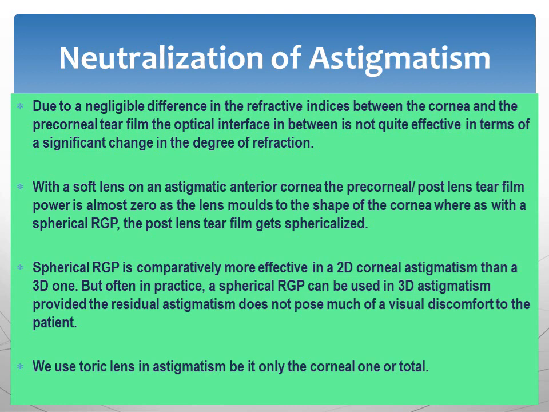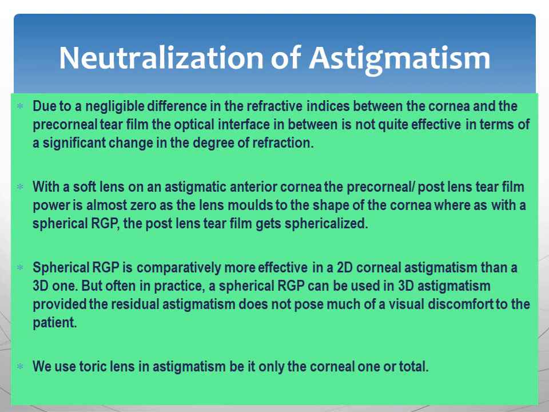So in that case, what happens? The soft lens will mold according to the shape of the anterior corneal curvature. So as a result, what happens? The post lens tear film is almost equivalent to 0. Or even if there is an induced astigmatism, that is tolerable.